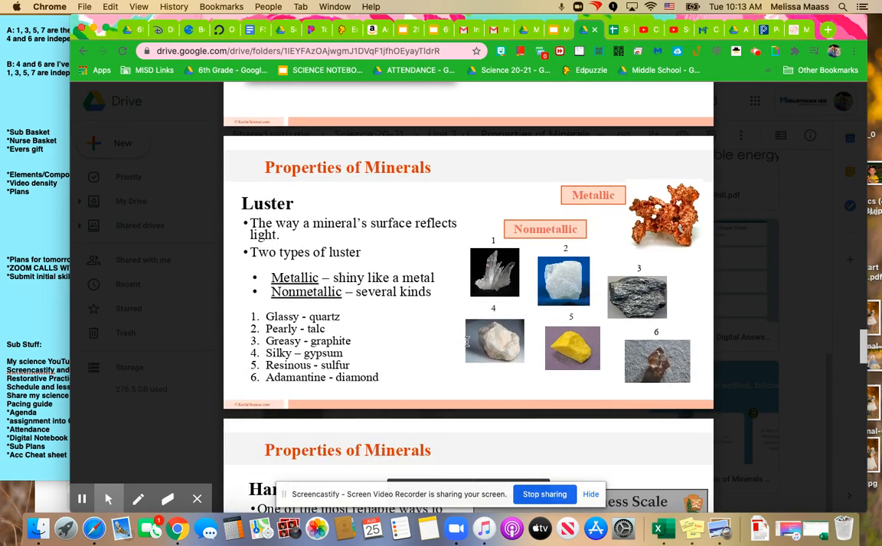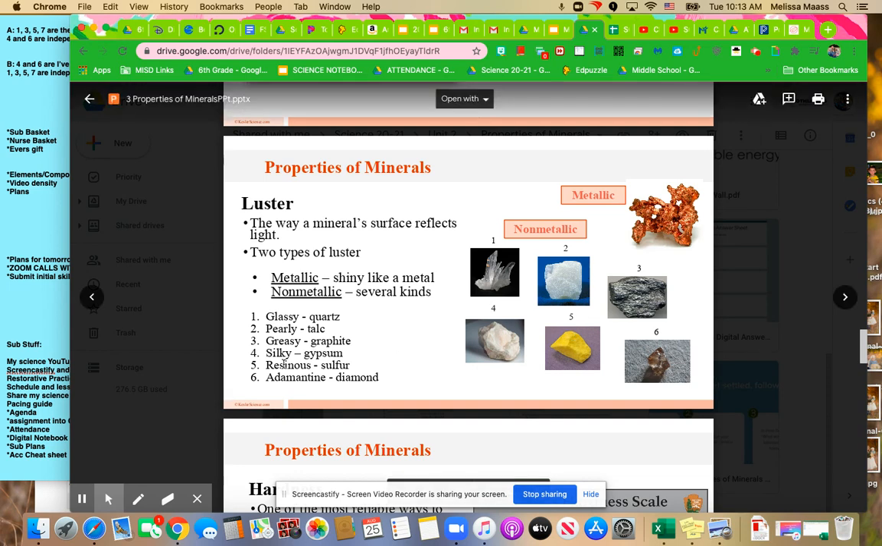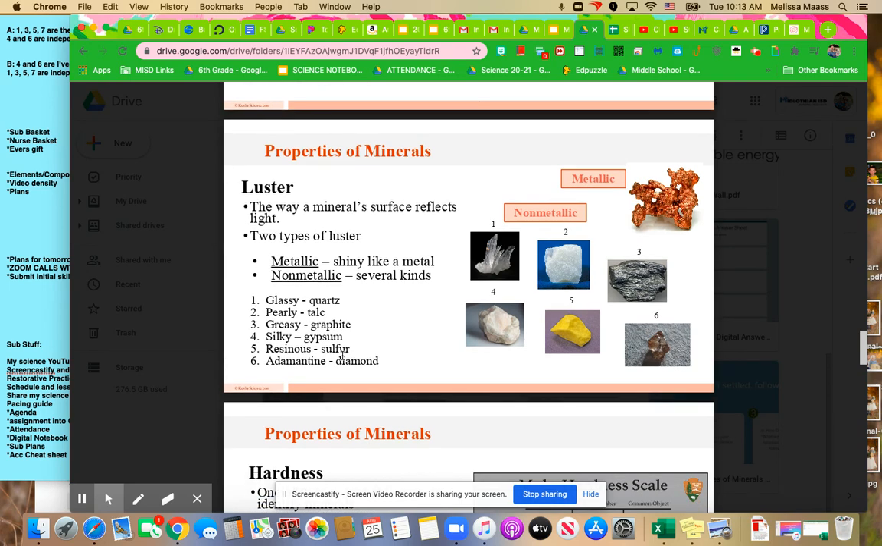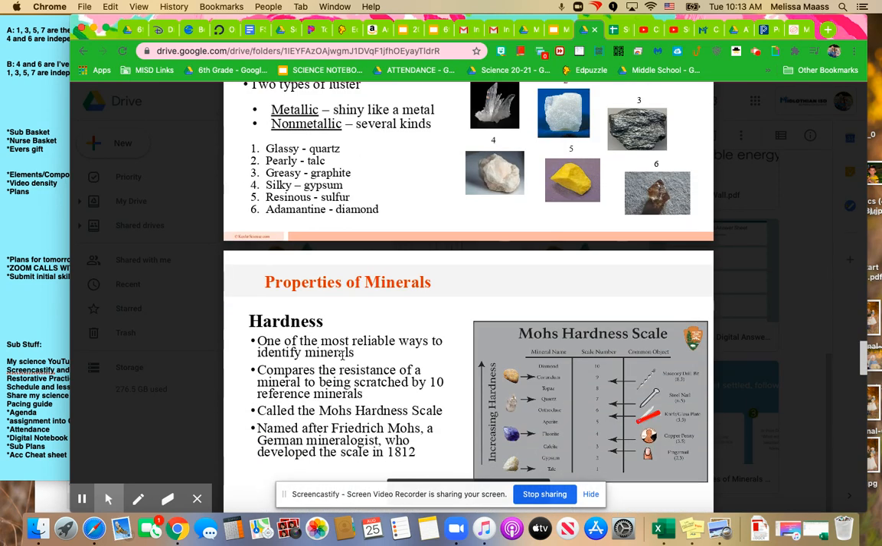The luster, again, you could have some that look metallic or pearly. These are all words that you could use to represent luster. Glassy, pearly, greasy, silky. Those are all words that could be used to represent a mineral's luster, okay?